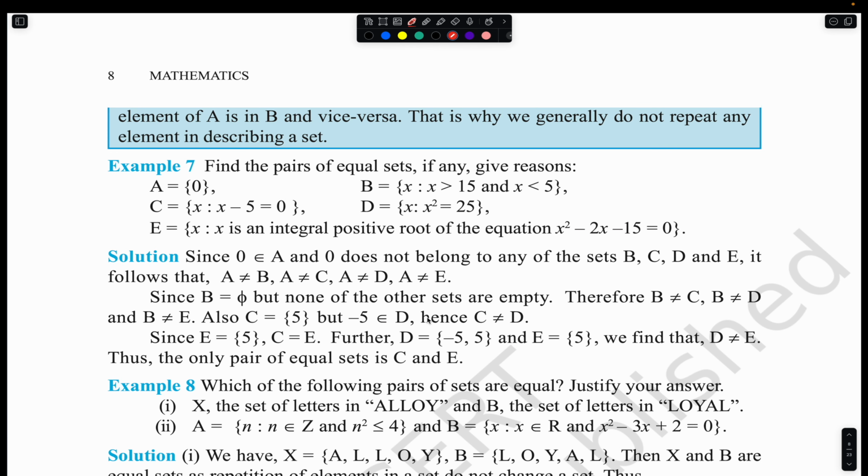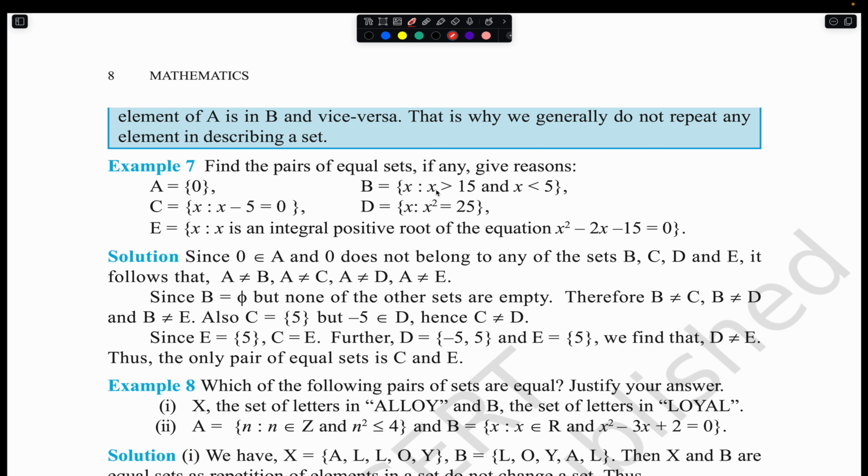Now let's see an example. Find the pair of equal sets, if any, and give reasons. Here you have a set A which has only one element, 0. Now let's try to understand what the element inside B is going to be. You want to find an x such that x is greater than 15 and less than 5.